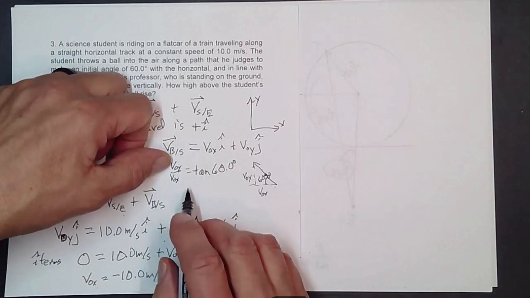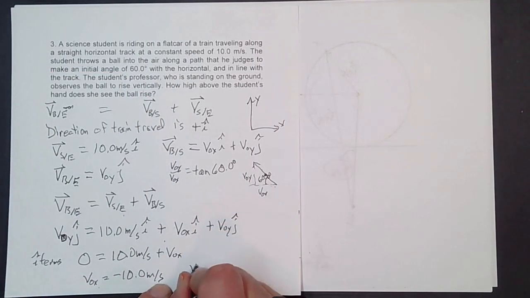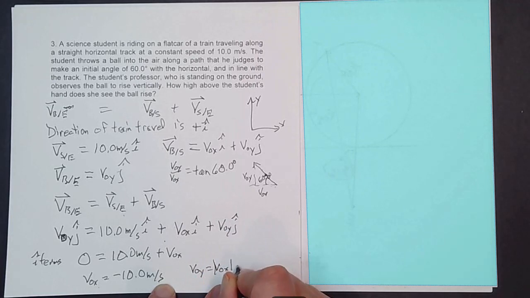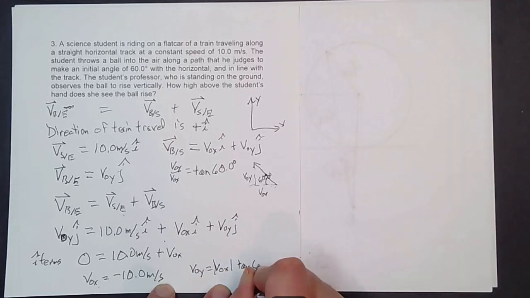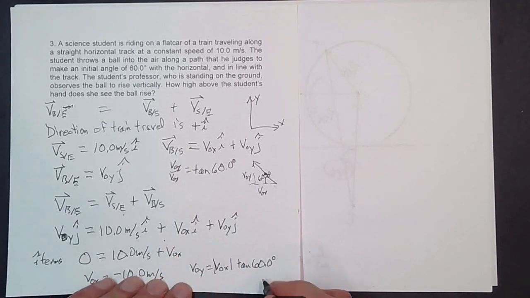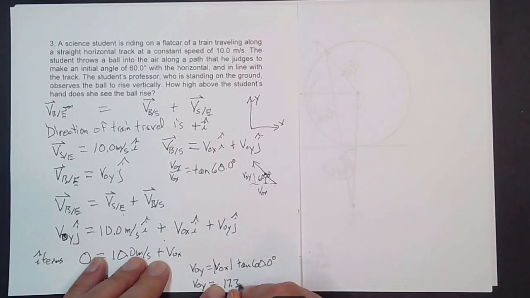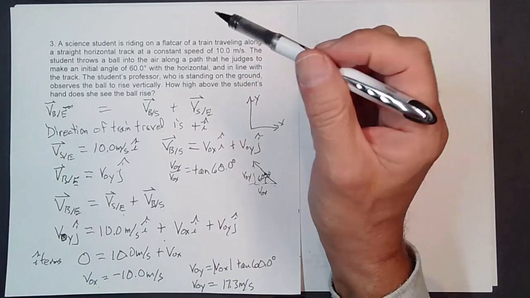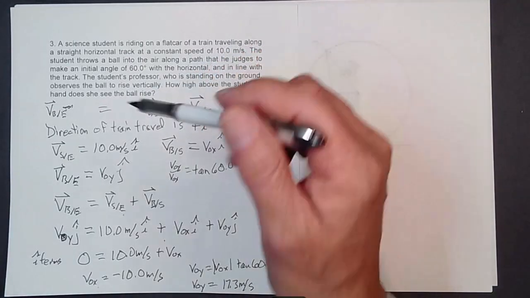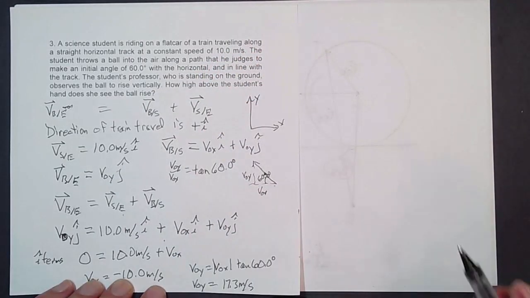V naught y, I can solve for that. V naught y will equal, actually in this case, the magnitude of v naught x times the tangent of 60.0 degrees. I know that v naught y is not negative, otherwise it wouldn't be above the horizontal. 17.3 meters per second. Well, now that I know that, the question actually asks, how high above the student's hand does she see the ball rise? How high above the student's hand?